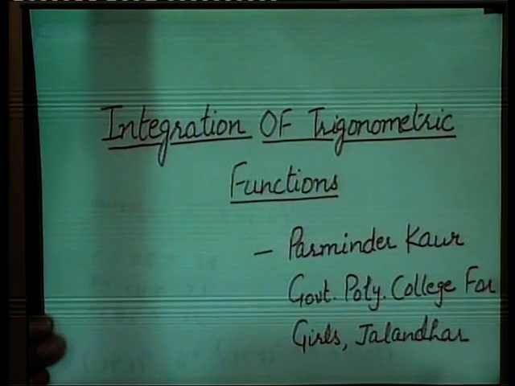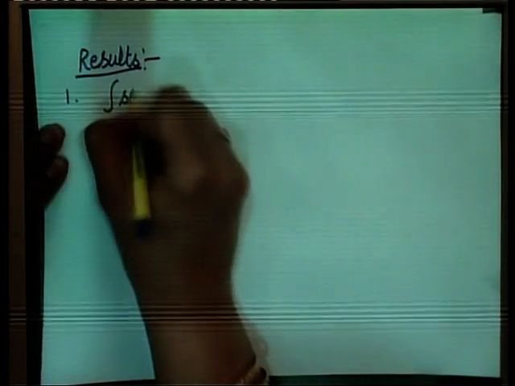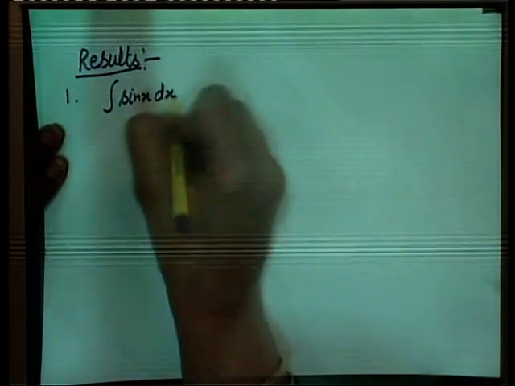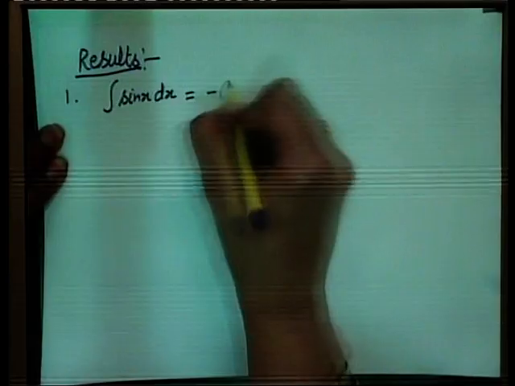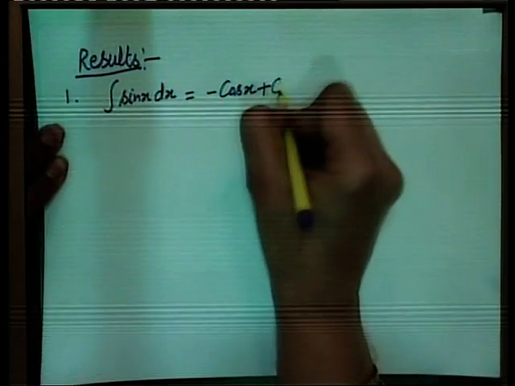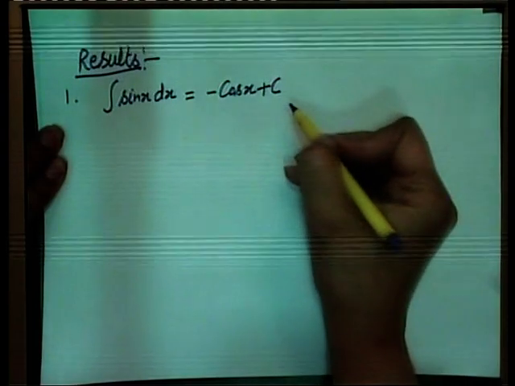Trigonometric Functions. Before solving the questions, we first discuss some of the results that we are going to use in our questions of trigonometric functions. The first result, first of all, write down the results. First result is integral of sin x dx. This is equal to minus cos x plus c, where we know c is a constant of integration.